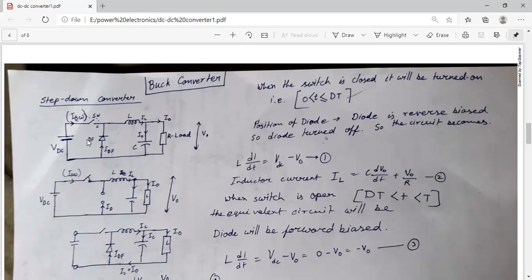So in this case, when the switch is open, the equivalent circuit diagram will be this way. That is, the connection is not coming out, so the diode circuit will be open circuited. So this will be the circuit construction for when the switch is open.